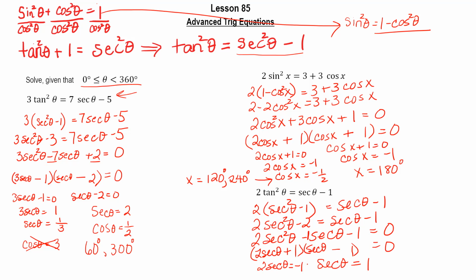If 2 secant theta is negative 1, that means that secant theta is negative 1/2, and that is the reciprocal of cosine, and this is telling me that cosine theta would have to be negative 2, and that never happens. As I said, cosine stays between negative 1 and 1. And then over here, we've got secant theta equals 1, which means that cosine theta is the reciprocal of that, which is still 1, and that happens when theta is equal to 0 degrees.